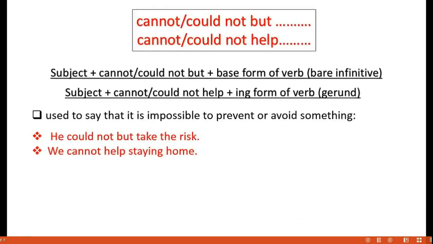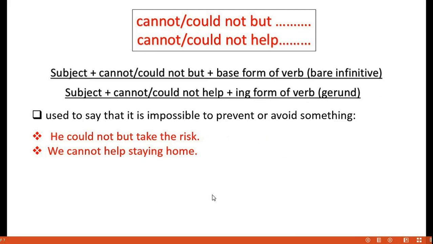In this slide we find the usage of cannot or could not but, cannot or could not help. Here you find two structures. First structure is subject plus cannot or could not but plus base form of verb or bare imperative. And the next structure is subject plus cannot or could not help plus ing form of verb or gerund. These structures are used to say that it is impossible to prevent or avoid something.